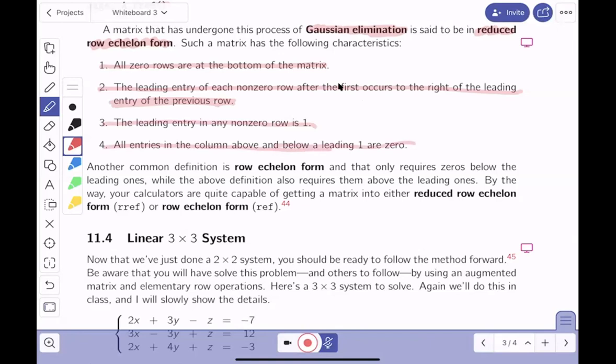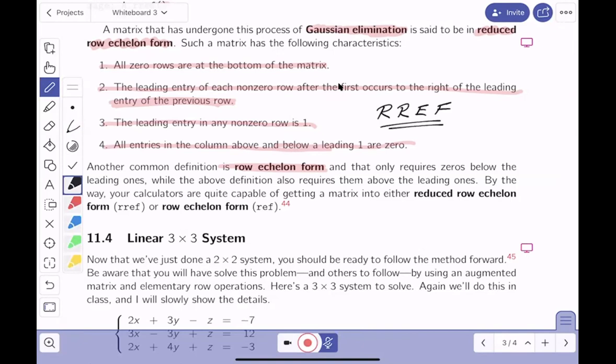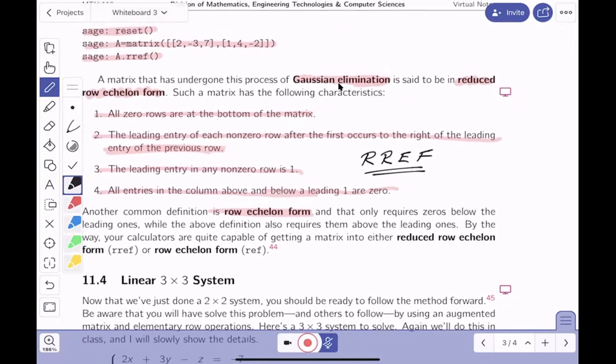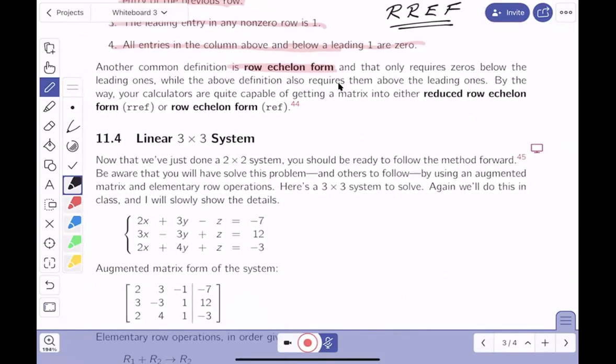Okay, another common definition is row echelon form. Do not be overwhelmed by all the words we're throwing at you. I've got to tell you, though, you're going to hear me say reduced row echelon form a lot. I like that form. I want to claim it's over here. Reduced row echelon form. But there's also this row echelon form.